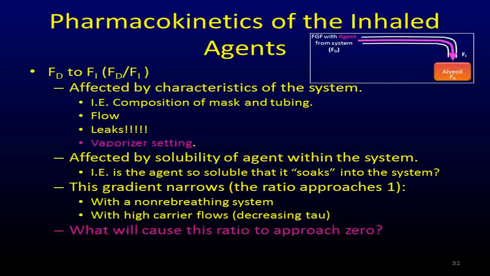All right, so we talked about what things can affect the FD to FI. I don't want you to worry about this bottom question. I'm not going to ask you that on the test, but I may ask you what could change what's being delivered into the circuit by what is being delivered to the patient at the Y piece. And we just talked about it. It could be a leak. It could be soaking up into the rubber tubing, if it's a rubber tubing, that sort of thing.